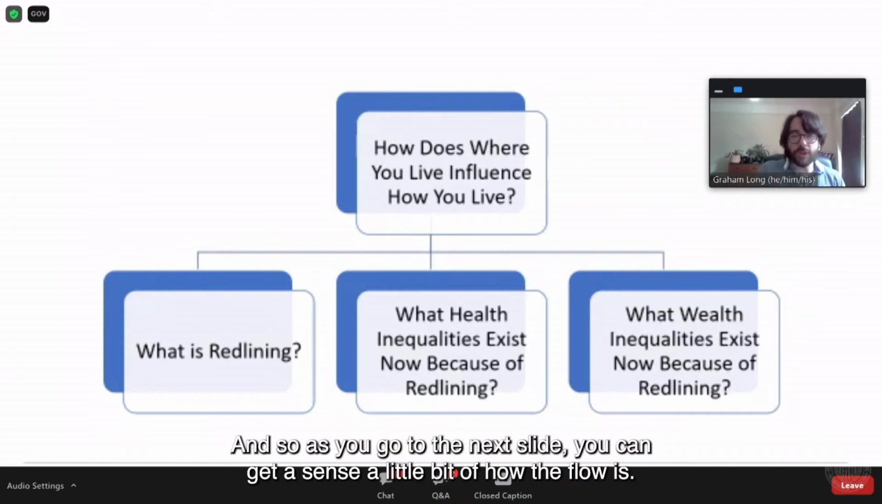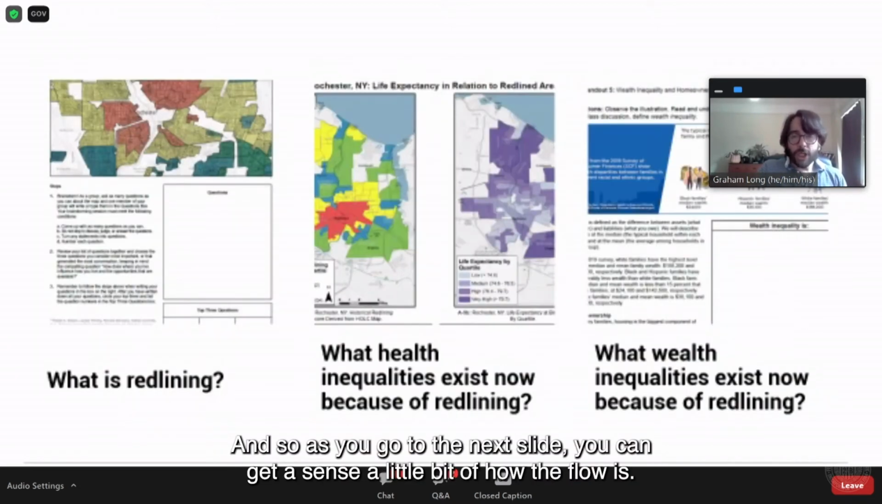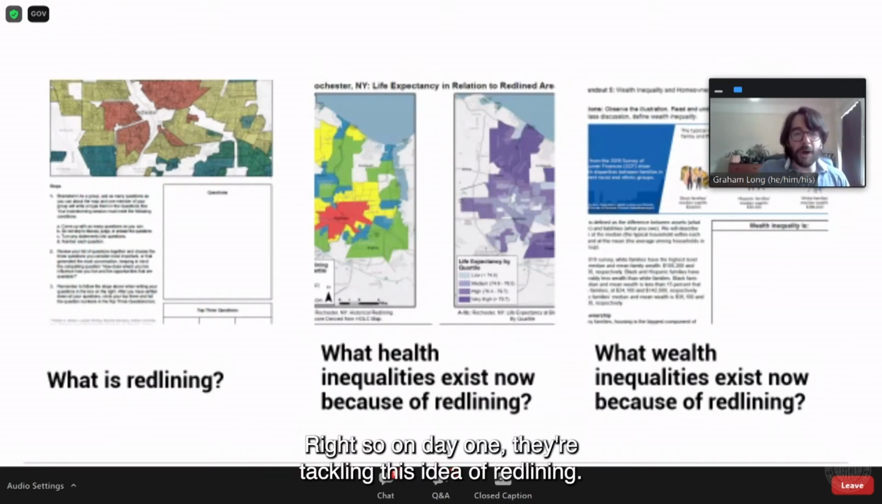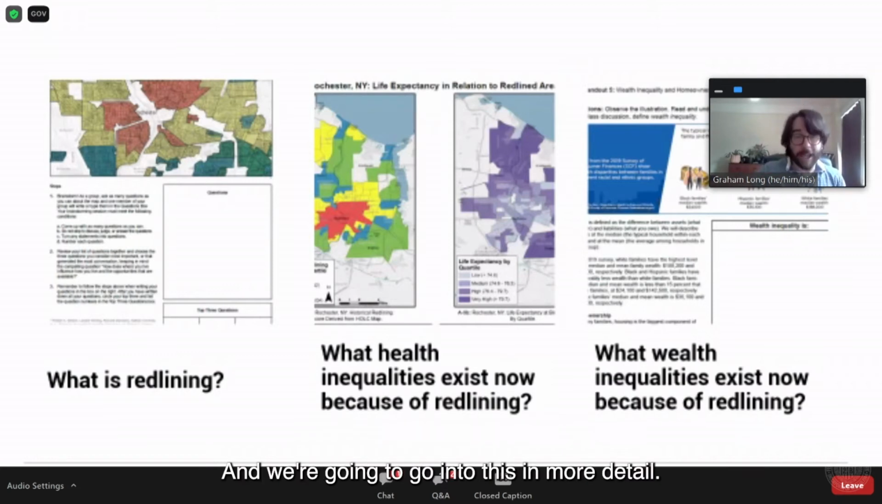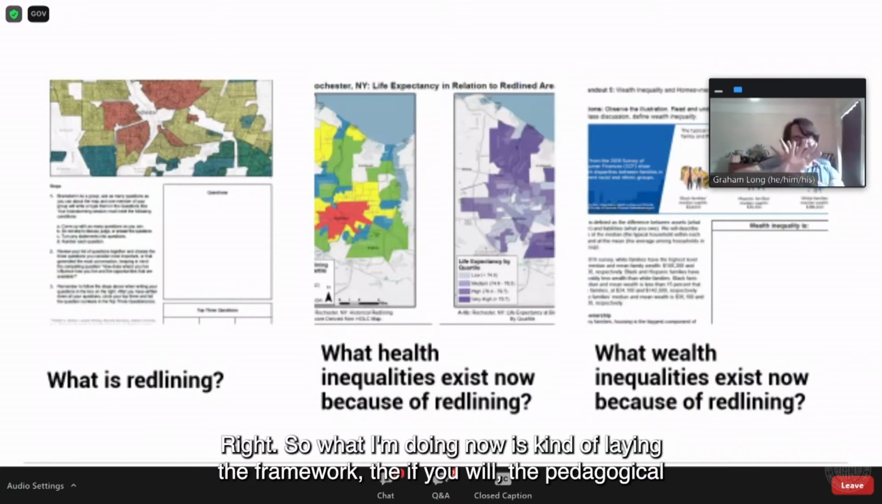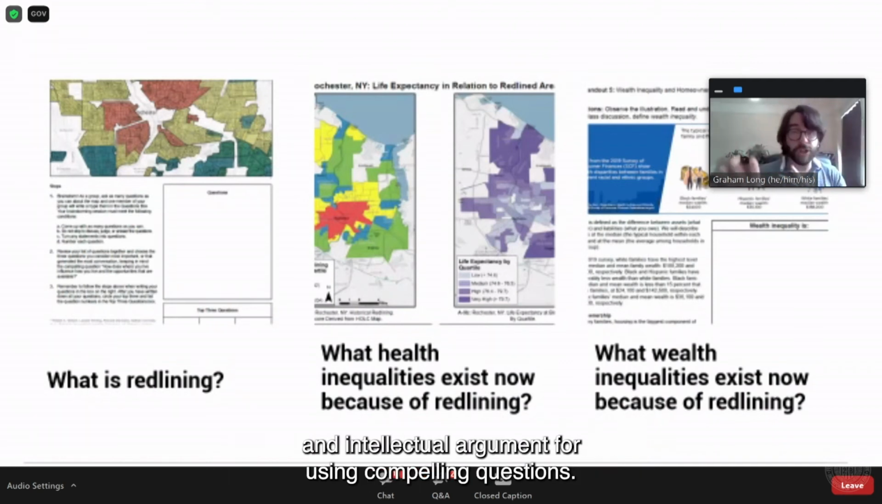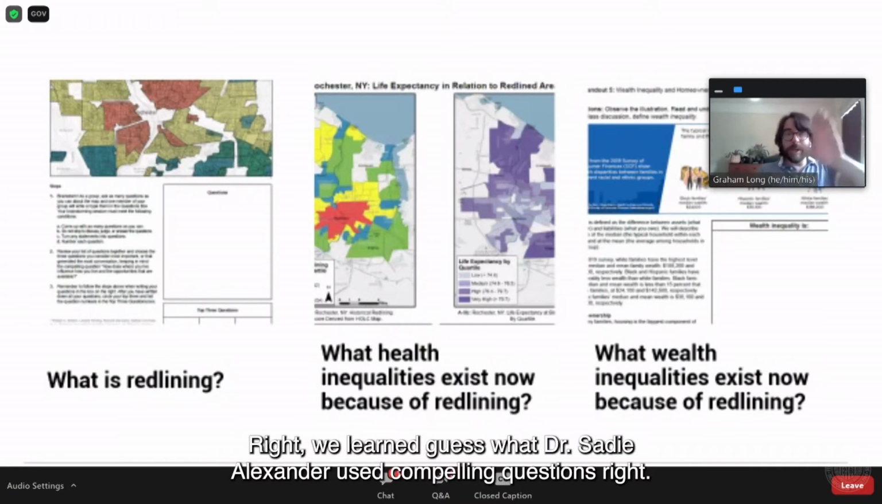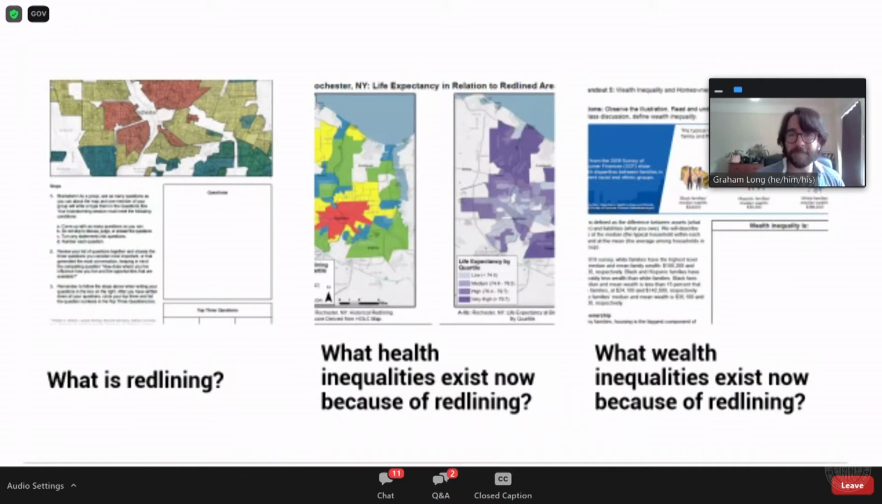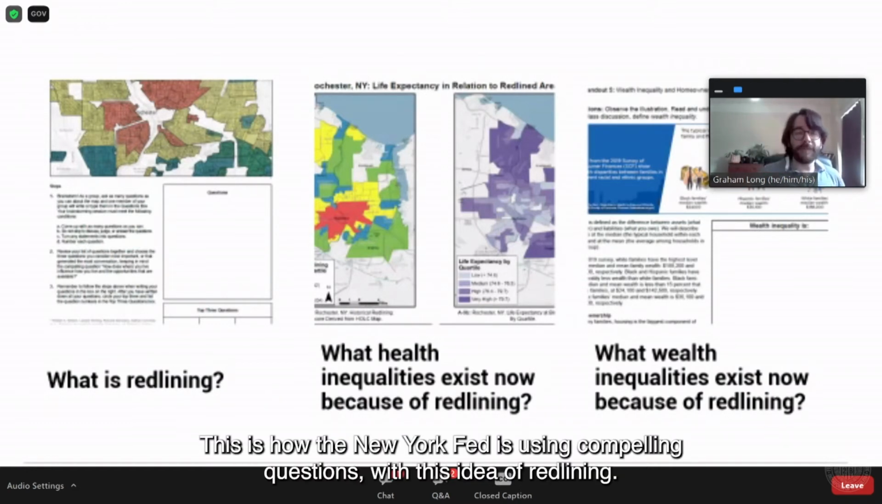And so as you go to the next slide, you can get a sense a little bit of how the flow is, right? So on day 1, they're tackling this idea of redlining, and we're going to go into this in more detail, right? So what I'm doing now is kind of laying the framework, the pedagogical and intellectual argument for using compelling questions, right? We learned, guess what? Dr. Sadie Alexander used compelling questions, right? This is how the New York Fed is using compelling questions with this idea of redlining.